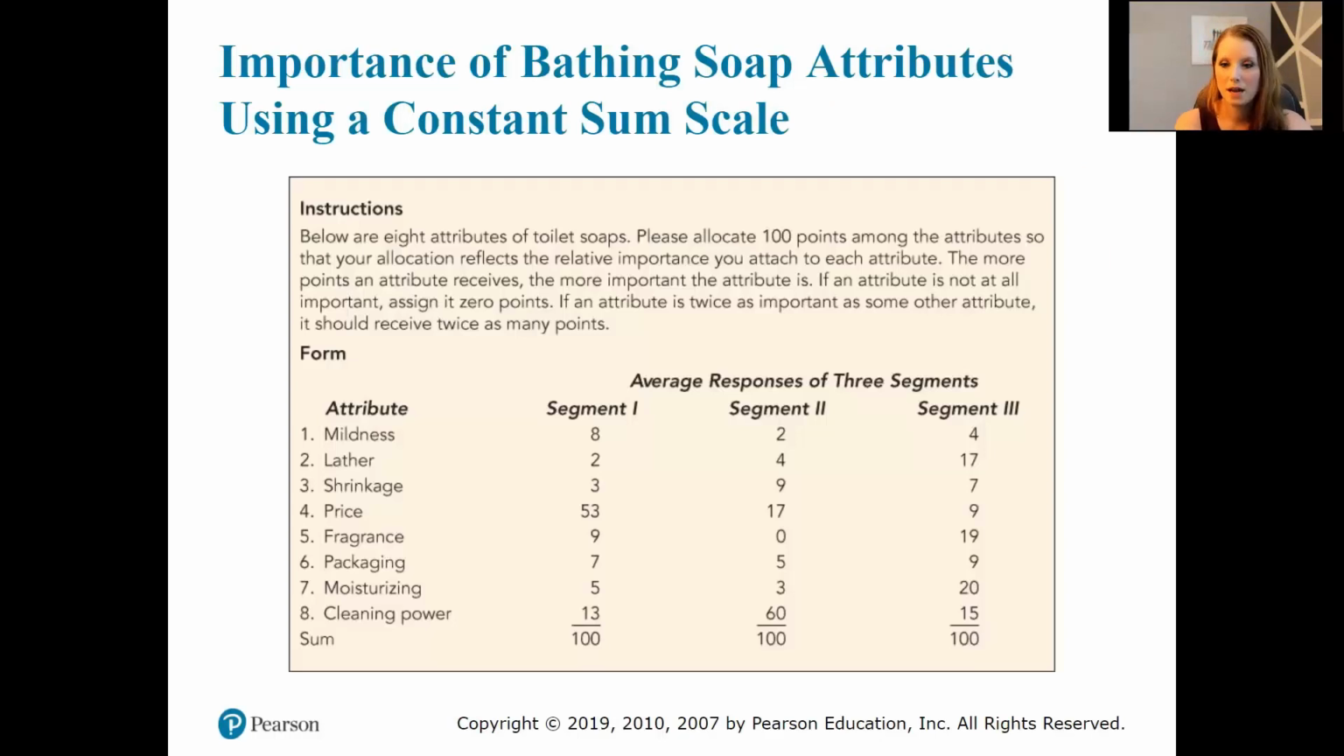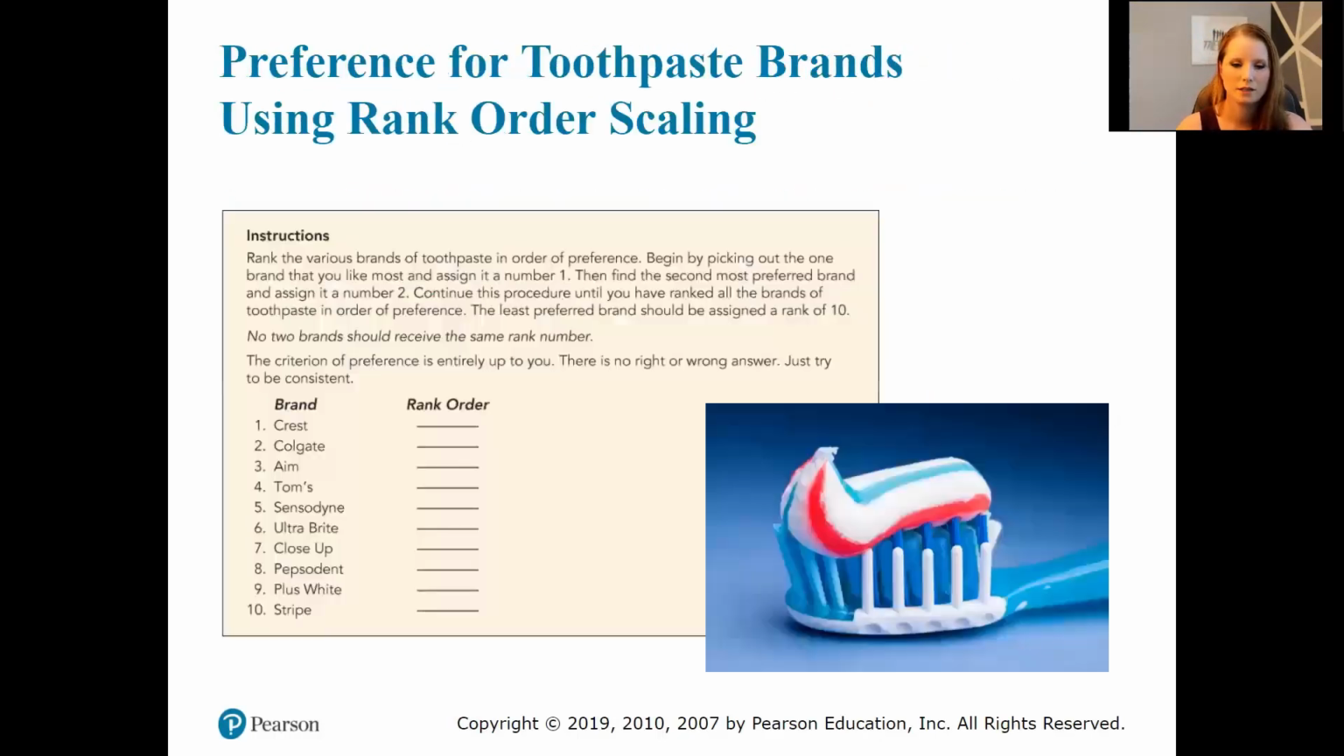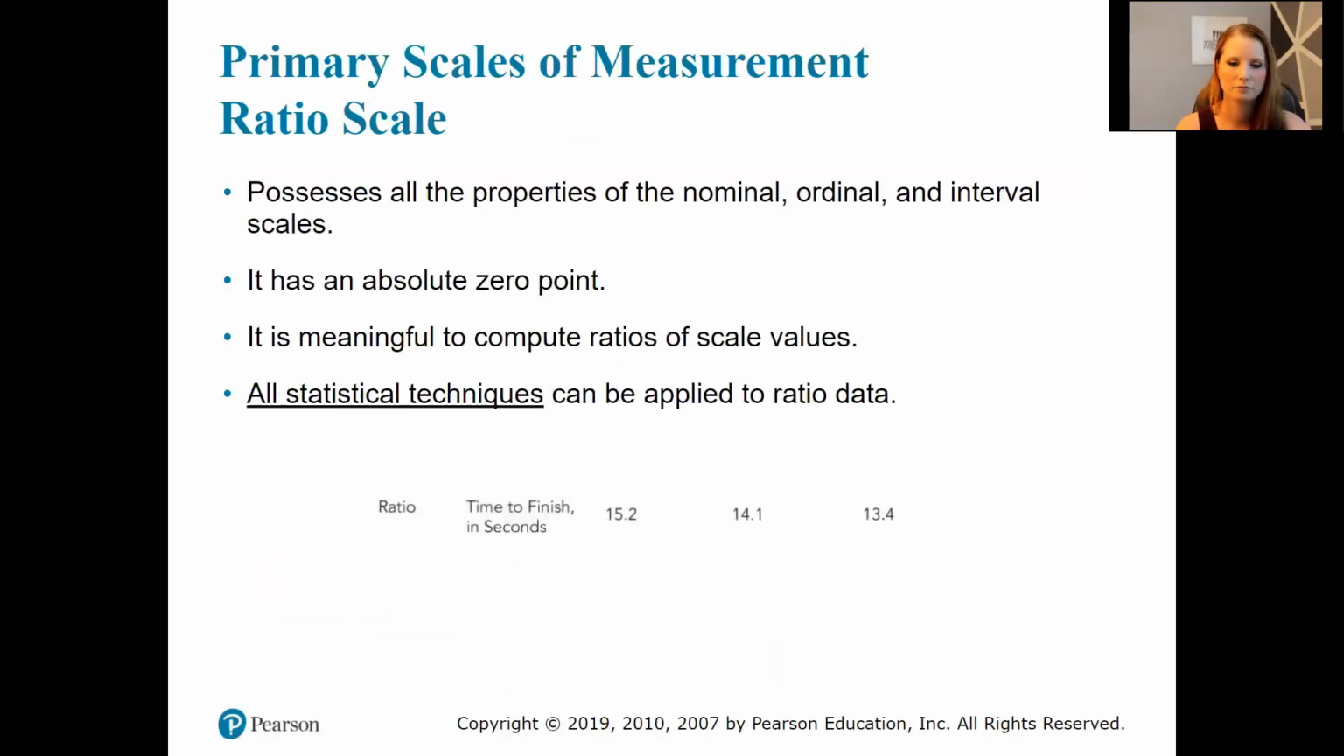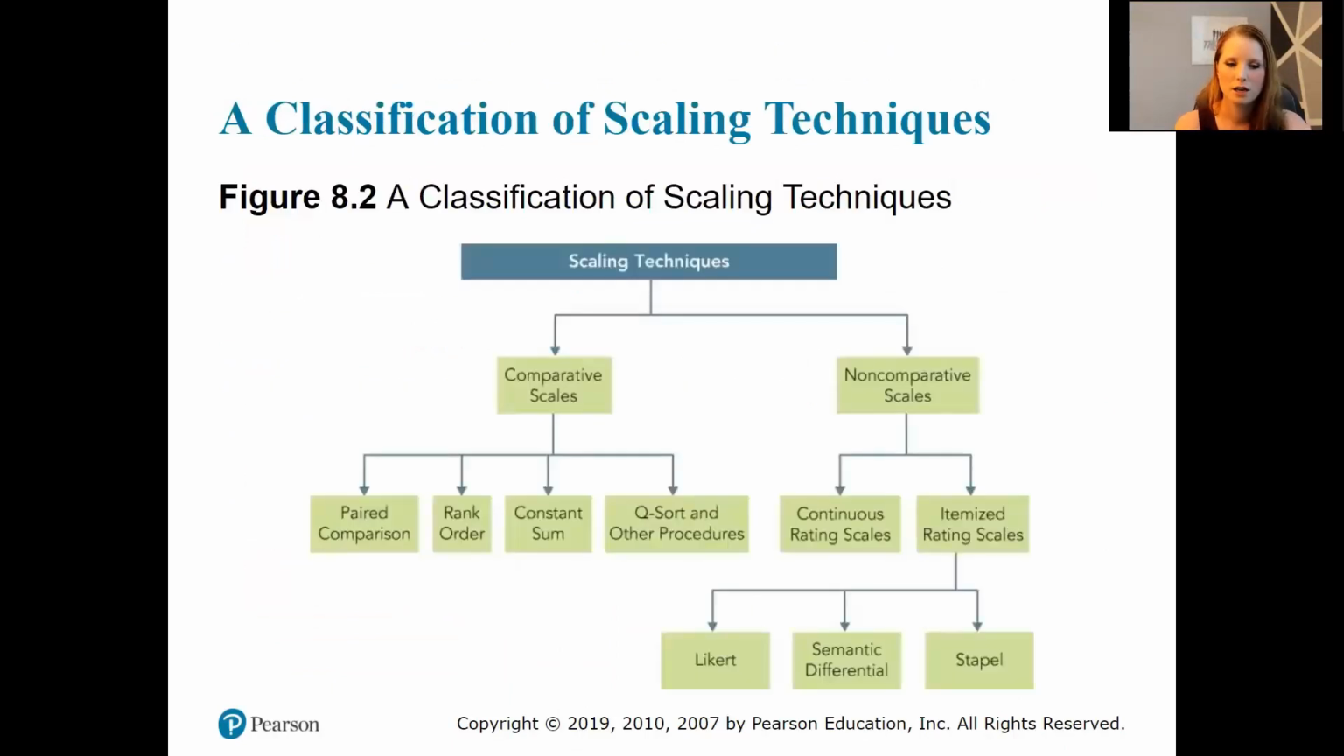These are the main types of comparative scaling techniques. We'll go all the way back here to our little chart. So we talked about paired comparison, rank order, and constant sum in this video. In the next video, we will talk about non-comparative scales, which are continuous rating and itemized rating scales. So we'll talk about all of those different types next time.